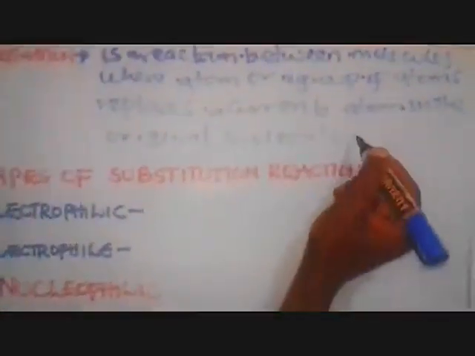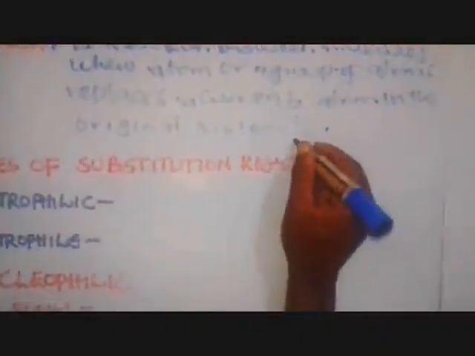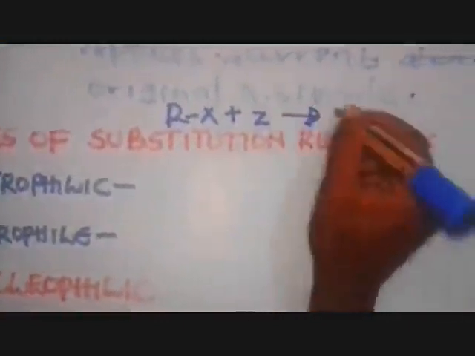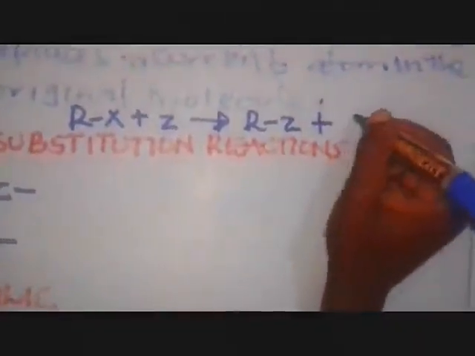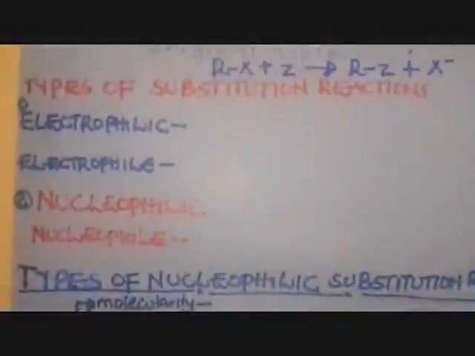Now, after understanding the definition like that, of course here we are replacing something. You bring one thing, then you bring the other. Let me use an example: you have RX, then maybe you bring Z. If they react together, you get RZ, and X is left remaining. There we say we are replacing, and we are doing what we call substitution.